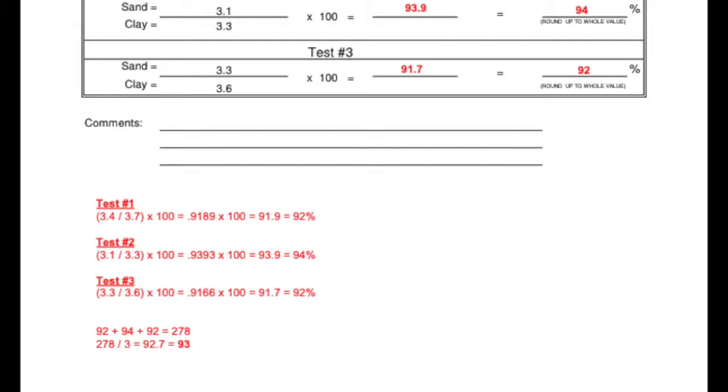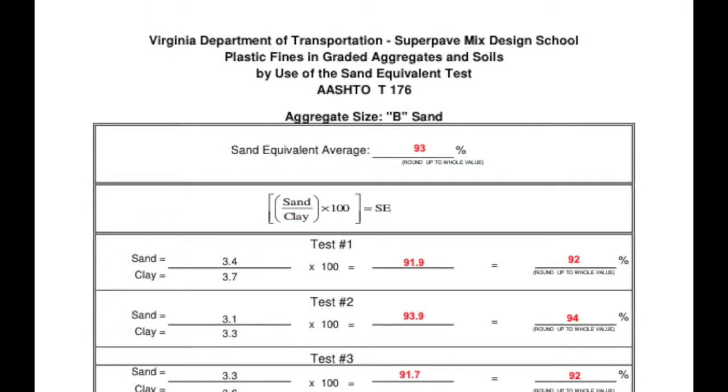We ran 3 tests, 1, 2, and 3. We got our individual result for each test. Now we need to average those 3. You add 92, 94, and 92, yields you a 278. Divide by 3, gives you a 92.7, and always round to the next highest whole number, so your answer would be 93.